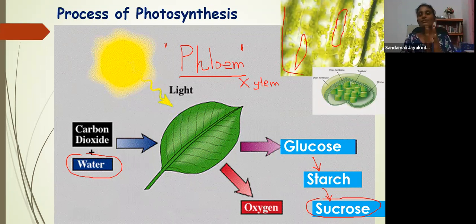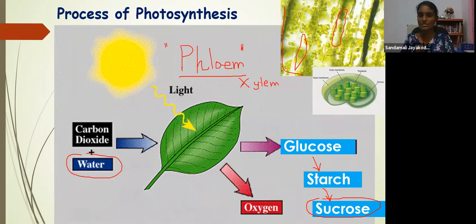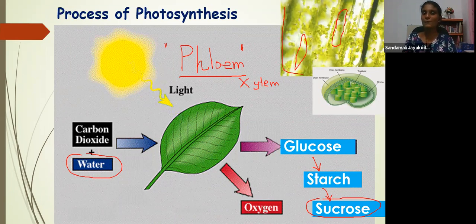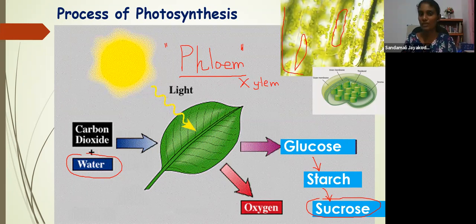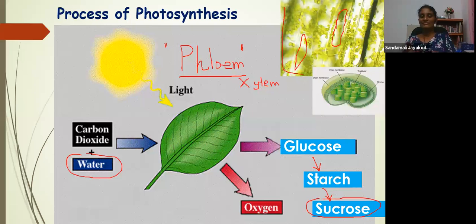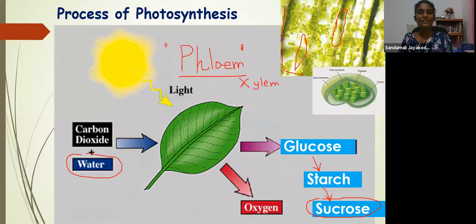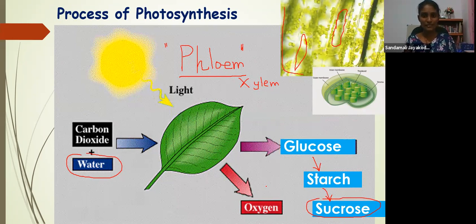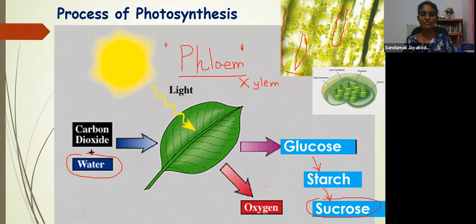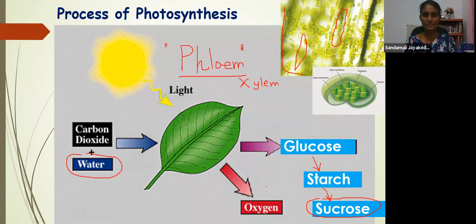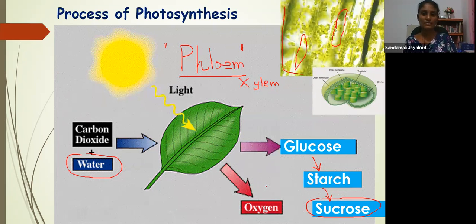And then xylem tissue also has different kinds of cells, because xylem and phloem are complex tissues in a plant body. So that is just a short reminder about the previous lesson. And now we are going to learn how these things are absorbed: how carbon dioxide is absorbed, how the water is absorbed, and how the light is absorbed. So we have to learn those things too.